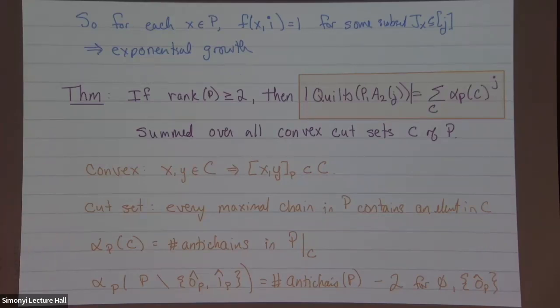A cut set means that every maximal chain in P going from the 0 to the 1 always has to contain at least one element that is in this cut set. So if you took it away, it would be cut. And alpha P of C is the number of antichains in C as a subposet of P. Okay, so that's easy enough to define. Not easy to find antichains, we know it's hard, but easy enough to describe. And now you plug this into the formula. The worst case scenario is the cut set where you take out everything in P except the 0 and the 1.